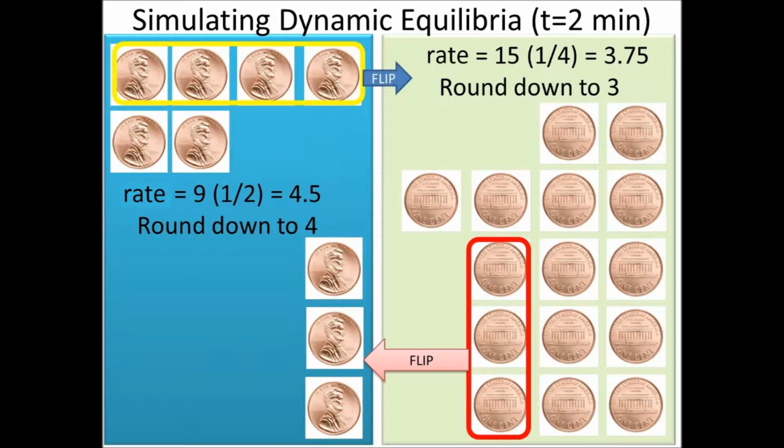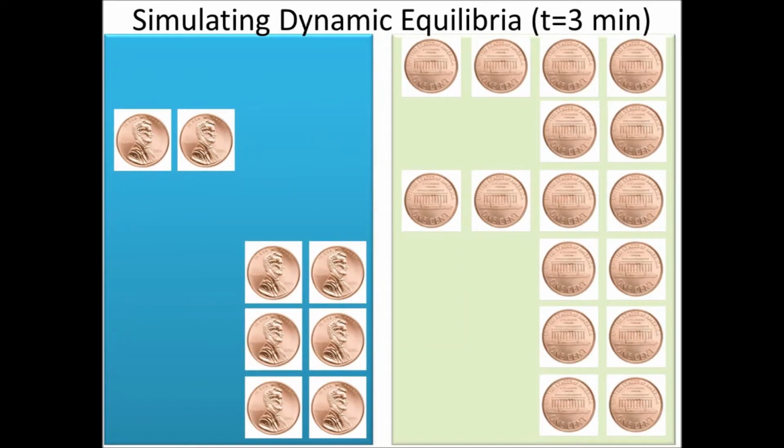Looking at the number of pennies in state B, we have 15 pennies there, and the rate constant of the reverse reaction is 1/4. 1/4 times 15 is also not a whole number, that's 3.75. And again, to simplify this demonstration, we're going to always round down. So we're going to round down to 3 pennies that are going to flip from tails back to heads. Now we arrive at time interval 3. We can, in our data table, record that we have 8 pennies in the heads up state, or state A, and 16 pennies in the tails up state, or state B.